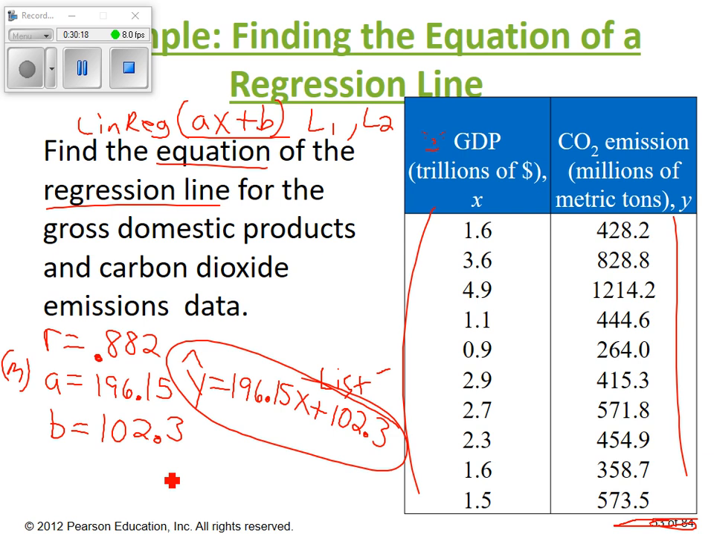Now, what we can do with that is make predictions, and we're going to do that here in a few minutes. Let's say Daniel Land starts his own country, and Daniel Land has a GDP of $2.6 trillion a year. All right? Well, we can stick in that 2.6 right here, and we can estimate how much CO2 emissions his country's going to have.